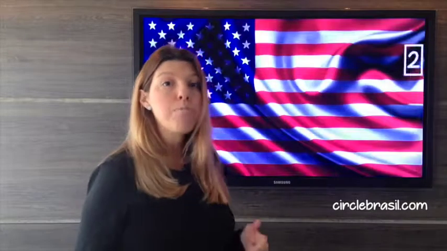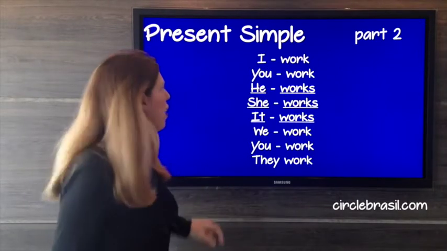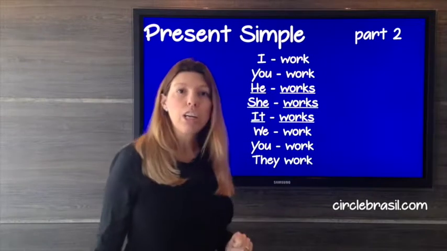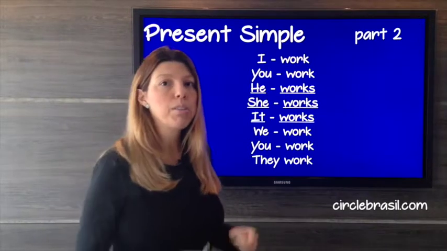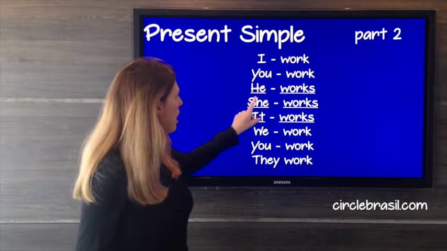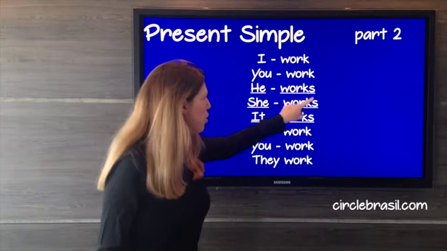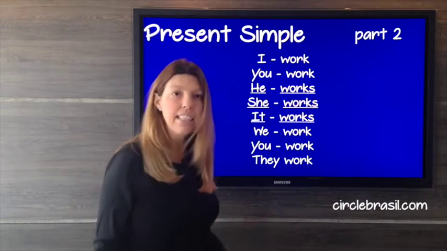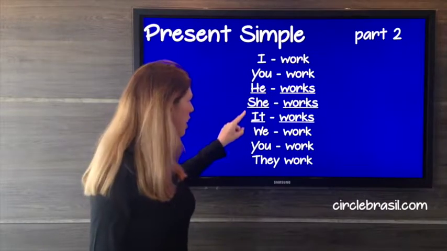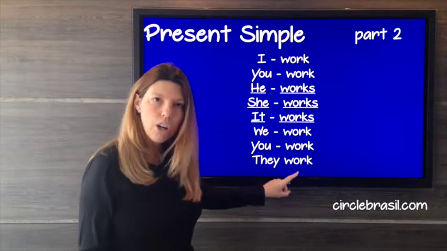This is class number 2, intermediate level, and this is the second part of present simple, okay? So a quick review of what we talked about with the verb work. So how does the present simple work, okay? I work, you work, he, she, it works. Remember that we have to use the letter S at the end of the verb, okay, for he, she, and it. We work, you work, they work, all right?